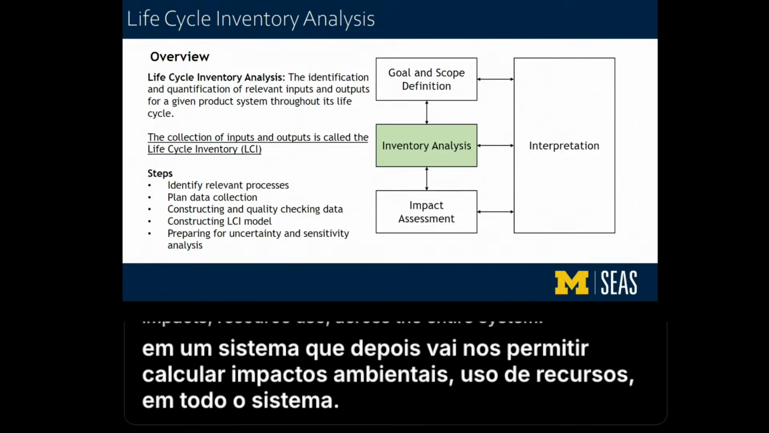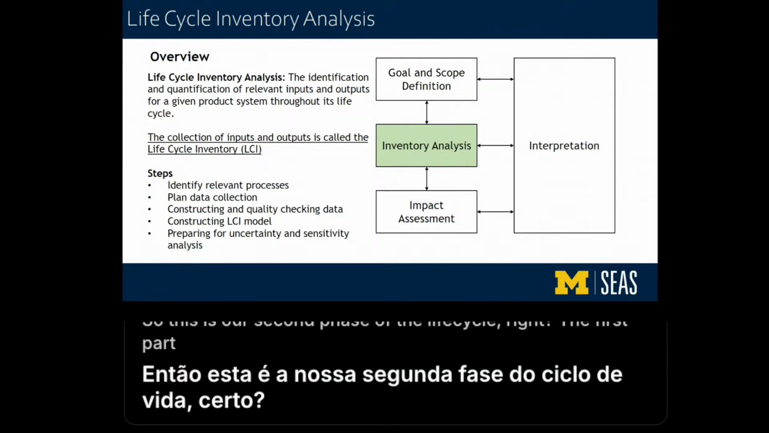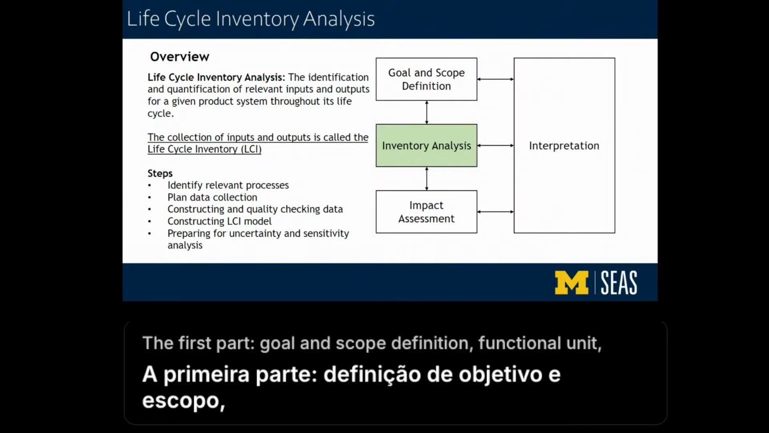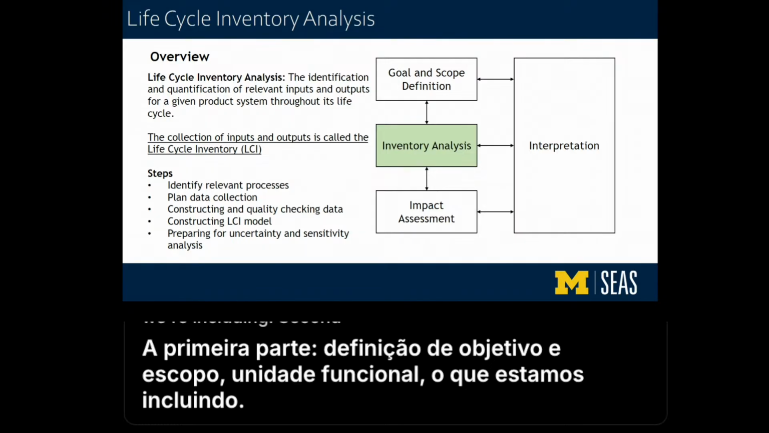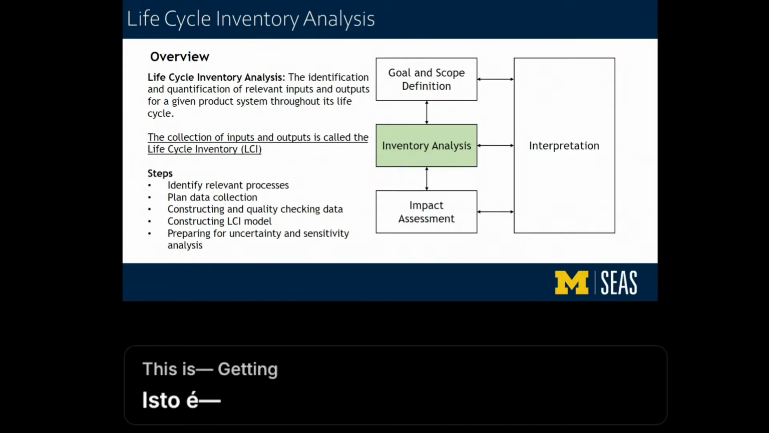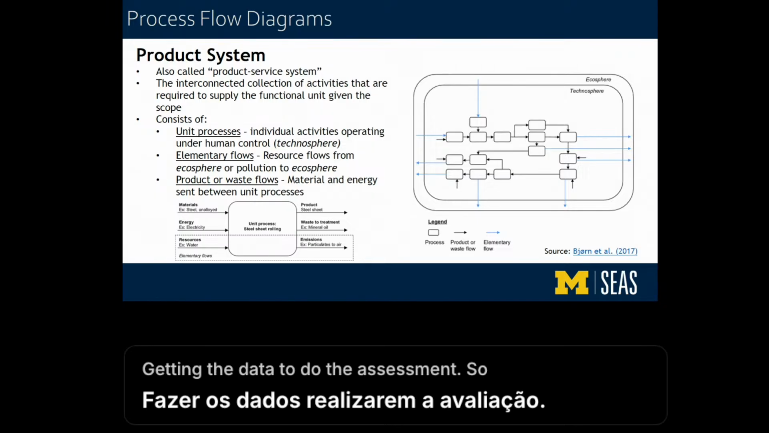So this is our second phase of the life cycle, right? The first part, goal and scope definition, functional unit, what we're including. Second phase, inventory analysis. This is getting the data to do the assessment. So, how do we do this?